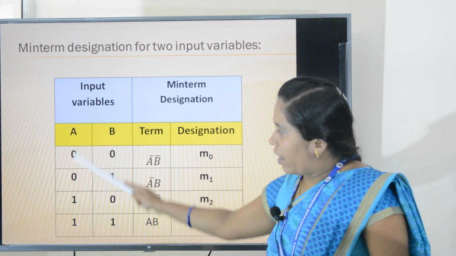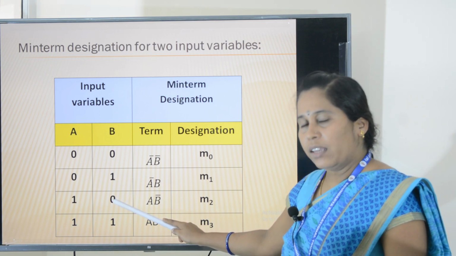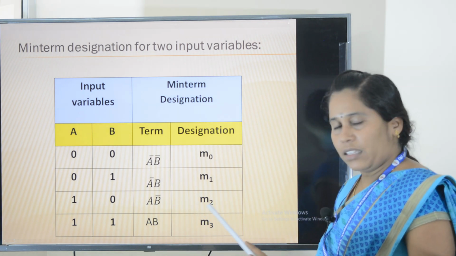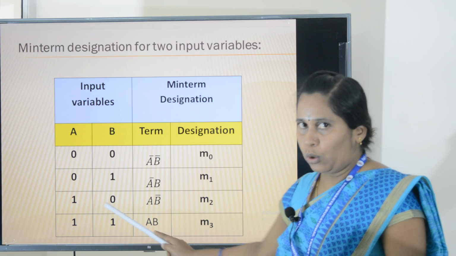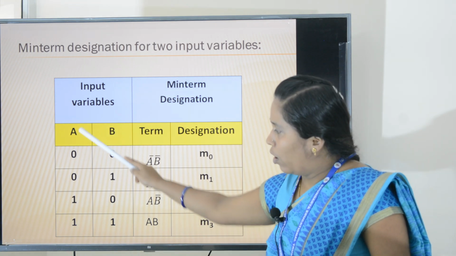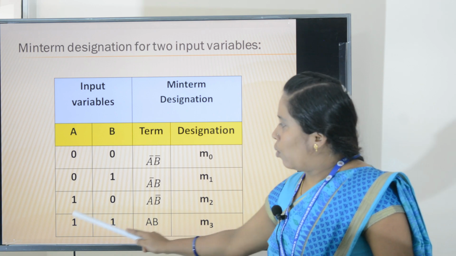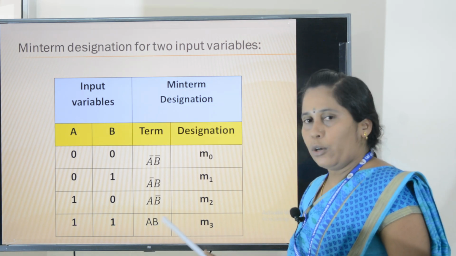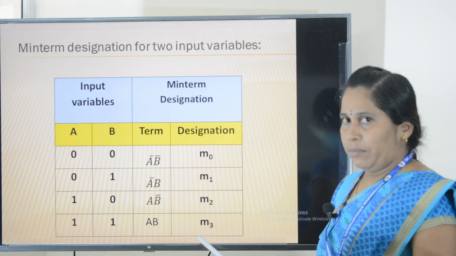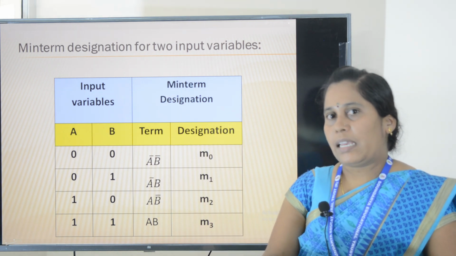The third one is a is 1, that is a, b is 0, take complement of b, that is b bar. So a into b bar is the product term and the Minterm designation is M2. 1, 0 is called as 2, so the Minterm designation is M2. The next one is a column is 1, that is a, and b column is 1, that is also b. So 1 and 1 is a into b. The product term is a into b. The Minterm designation is M3. So this table is Minterm designation for 2 variables a and b.